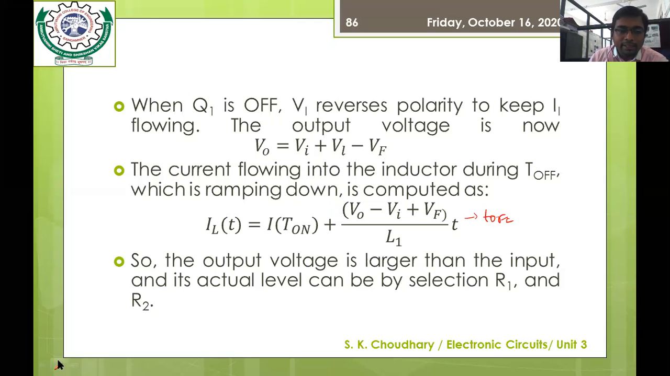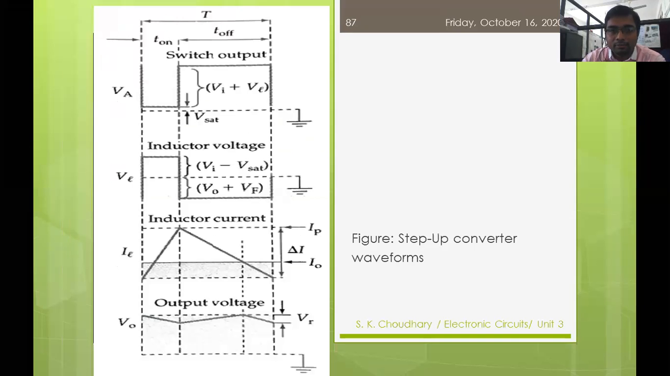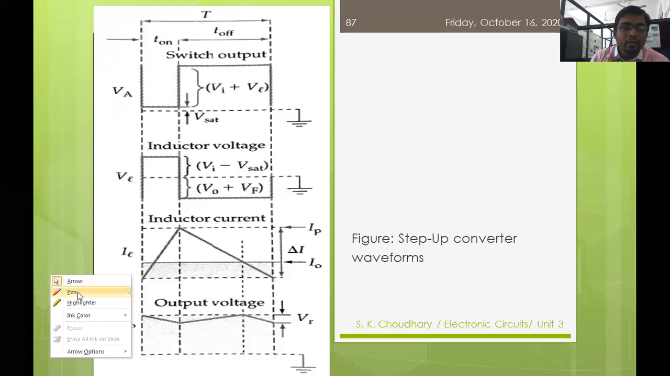Your output voltage is now increased, or larger than the input voltage. That is our main purpose, to boost up the input voltage. So here we are converting DC to DC, but we are boosting the level of the DC voltage. That's why it is called a boost regulator or step up converter. I hope the idea is clear from this description, and you can also verify it with the help of this waveform. Step up converter waveforms are available in this slide that we discussed yesterday also.